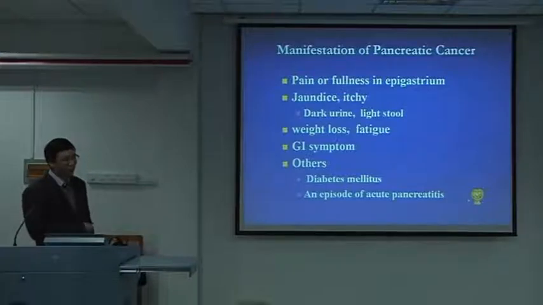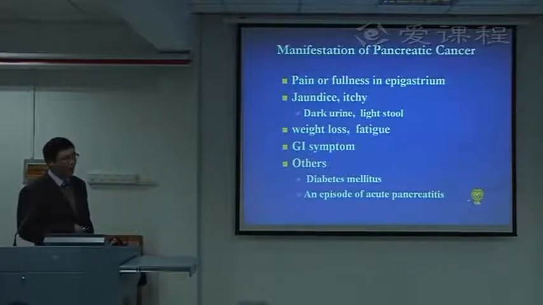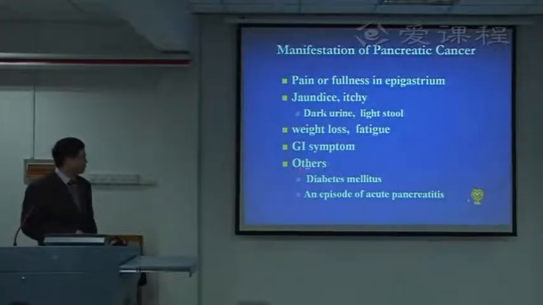But because of the high bilirubin in the blood and urine, the urine is very dark. So it's dark urine and light stool. The patient will also have weight loss and fatigue, and some nausea, vomiting, and GI symptoms, distension, and others will have diabetes mellitus or an episode of hepatitis.